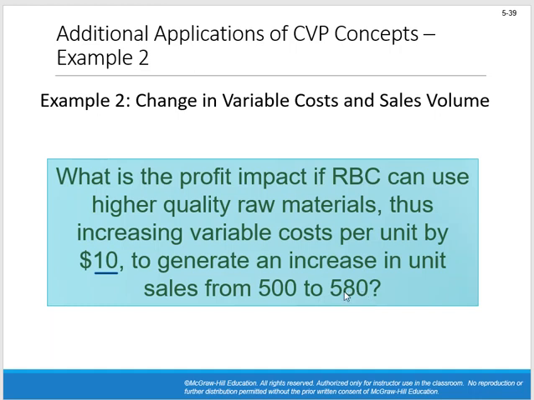So our new CM per unit is now only going to be 190 per unit, okay? So this one is a little bit harder to use the incremental analysis method. Here's how we would solve it.